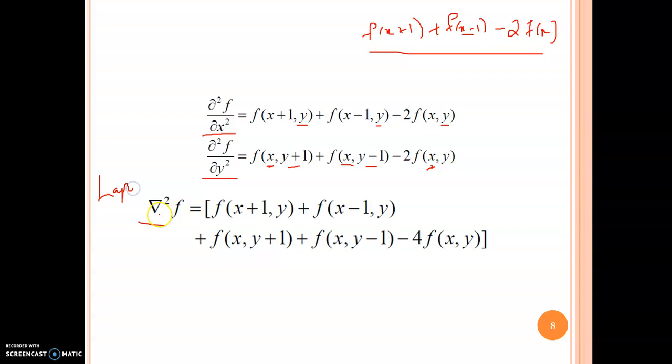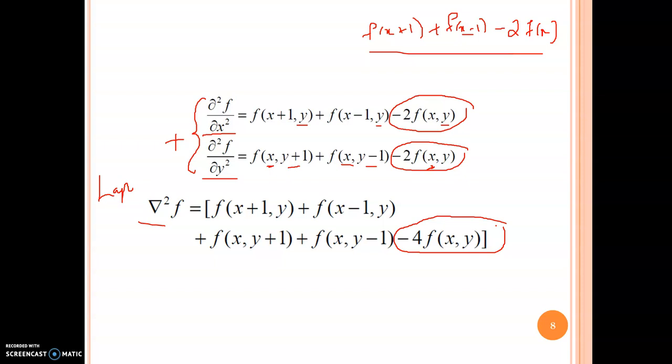The Laplacian is denoted by del square f. It is a sum of del square f with respect to x square plus with respect to y square. Adding these two, I will have f(x+1,y), f(x-1,y), and f(x,y+1), f(x,y-1). Here I have a term minus 2 f(x,y), and here again minus 2 f(x,y). If I add these two terms, my Laplacian will have the term minus 4 f(x,y).